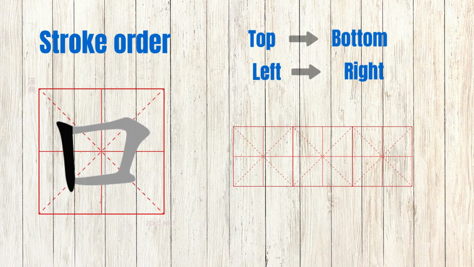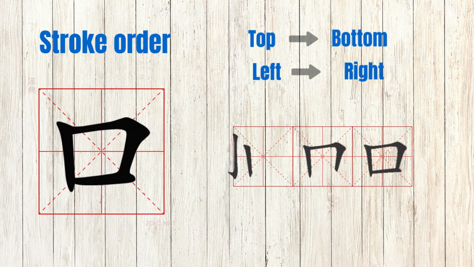Now, let's try writing this character stroke by stroke. First, write the vertical stroke on the left. Next, draw the horizontal turning stroke on the top right. Finally, add the bottom horizontal stroke to close the square. When combined, these strokes look like a small square.